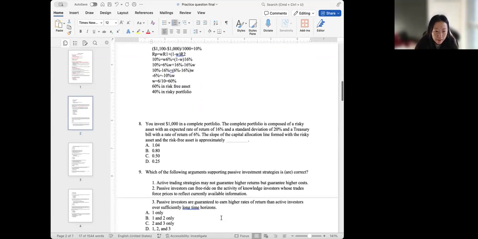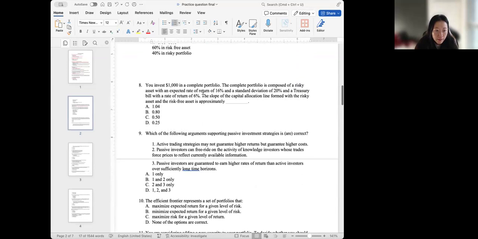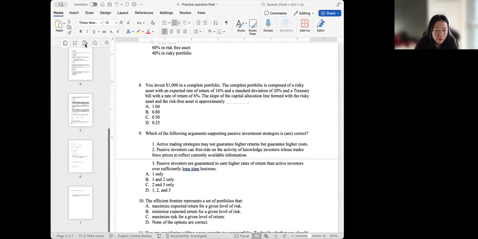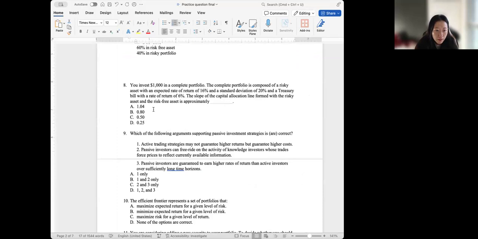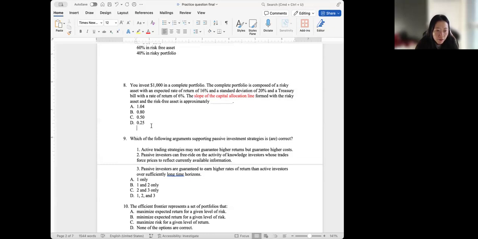All right, moving down. You invest 1,000 in a complete portfolio. The complete portfolio is composed of this: expected return, standard deviation, treasury. The slope of the capital allocation line formed with the risky assets and risk-free assets is approximately what? So we need to calculate the slope of the capital allocation line. This is exactly the Sharpe ratio. Just need to calculate the Sharpe ratio here.